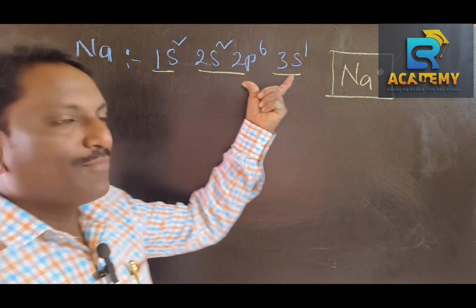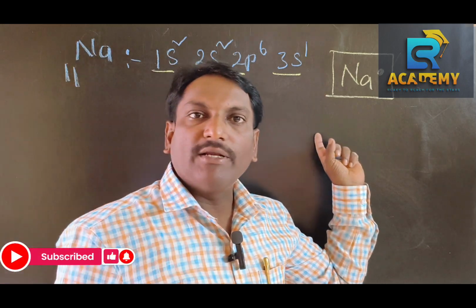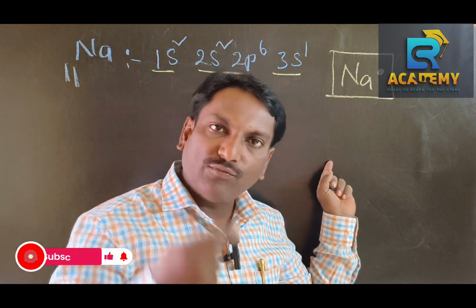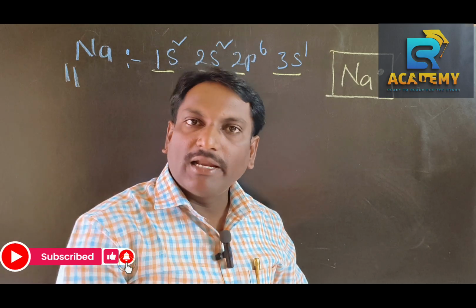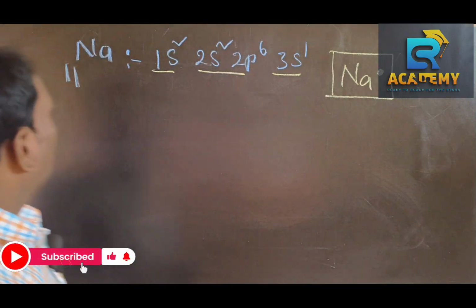So no need to write the box representation here, because according to rule number 1, if the element has 4 or less than 4 valence electrons, directly we need to represent them as unpaired electrons.